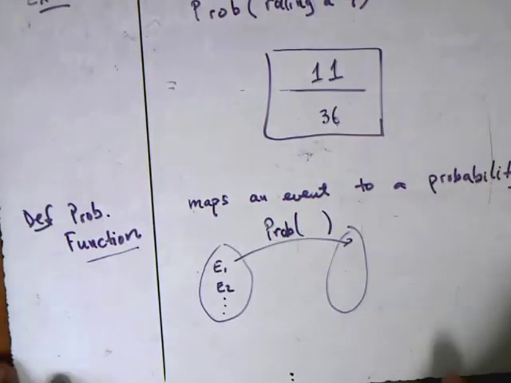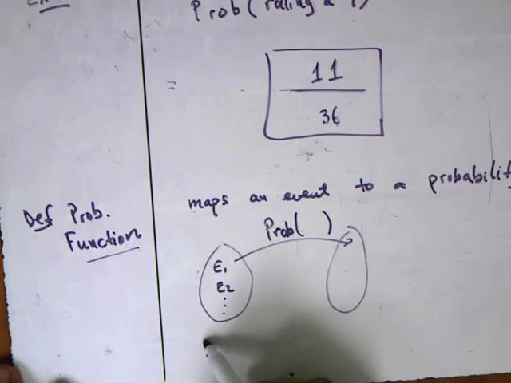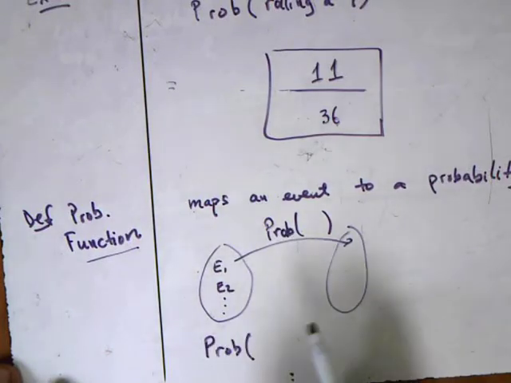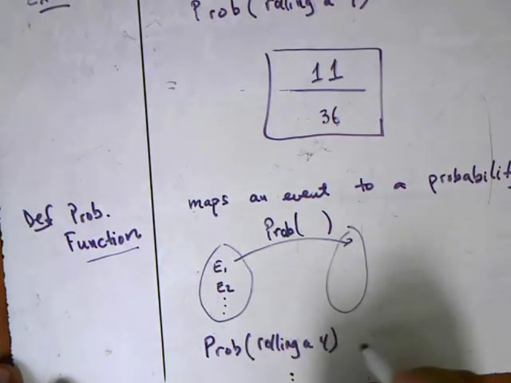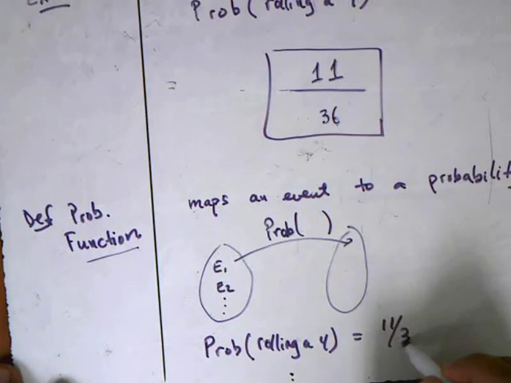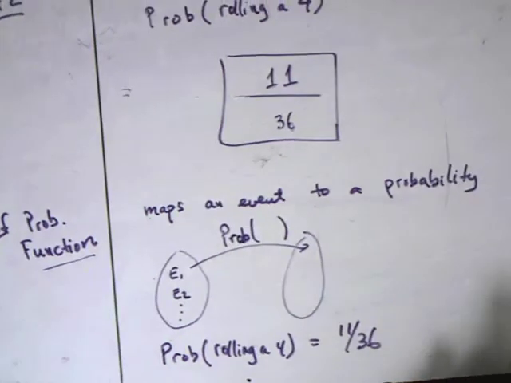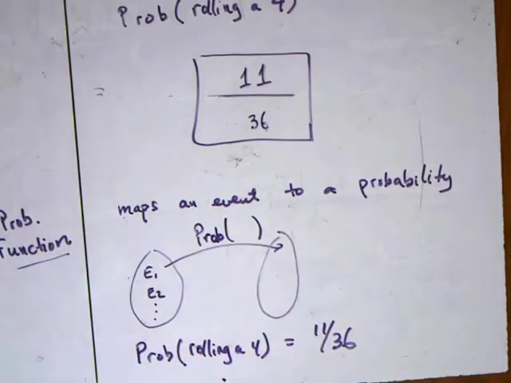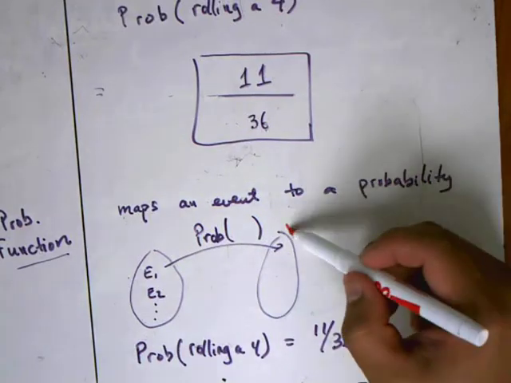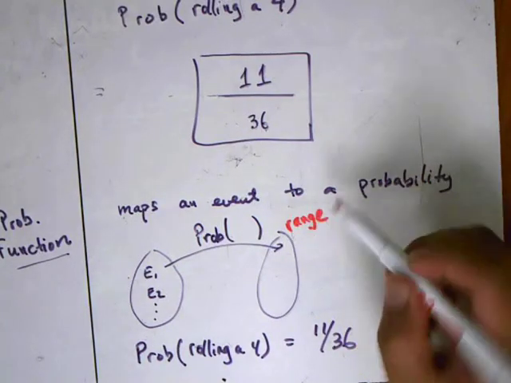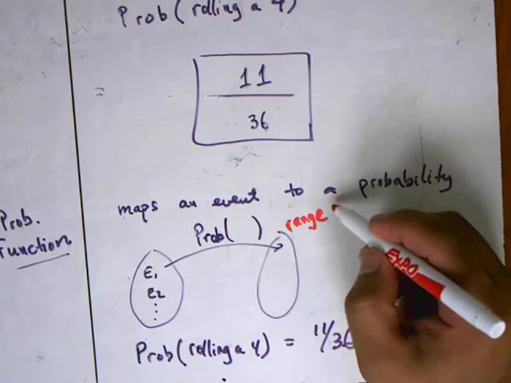Okay. For example, in our previous example, the probability of rolling a 4 is 11 over 36. Okay. Now, one important feature of all functions, right, is domain and range. Well, the domain here is relatively simple. It's just the list of all events. Ask yourself, what is the range? What are all these possible values that the probability function maps to?